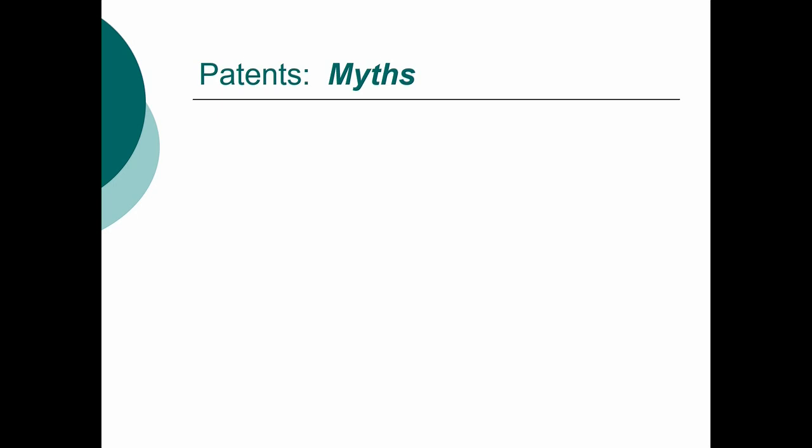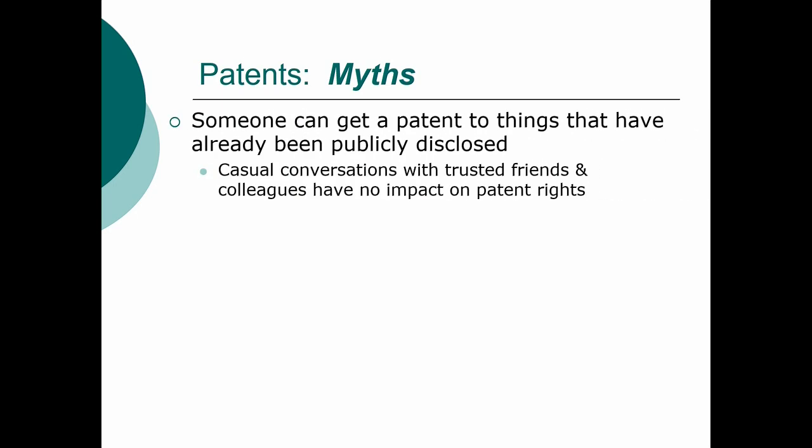Now, there are some myths about patents that I do want to clear up. The first is that somebody can get a patent to things that have already been publicly disclosed. I kind of referred to that, but where that plays into tech transfer in particular is people are casual about who they talk to. They have handshake collaborations. Well, that's great for the interpersonal relationship, but if you don't have some sort of confidentiality agreement in place, you might have just destroyed your own patent rights until you've gotten a patent application on file.